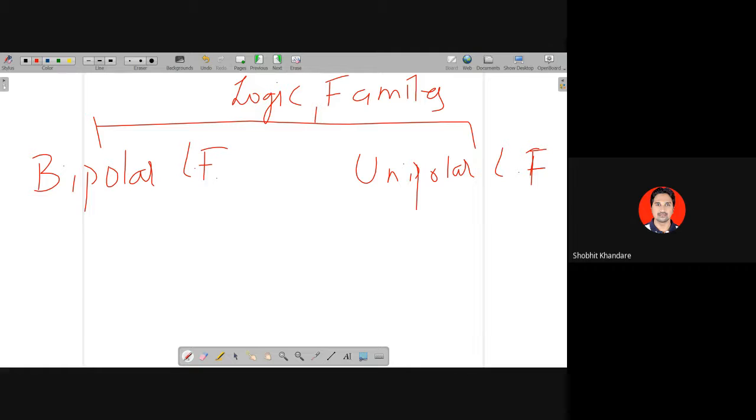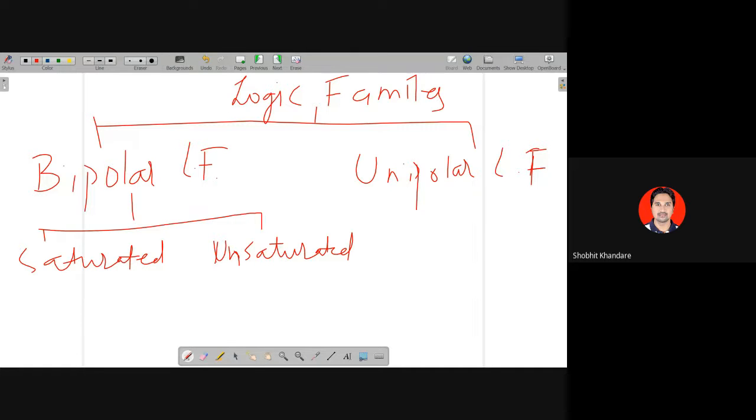I will explain you each and everything one by one, but before that, please complete the table. In bipolar, you have saturated bipolar logic family, and you have unsaturated bipolar logic family. आप unsaturated बोल सकते हो या फिर non-saturated बोल सकते हो. In saturated there are many. So you have RTL, you have DTL, you have TTL, you have I2L, you also have DCTL.